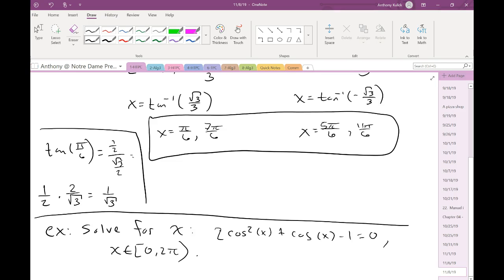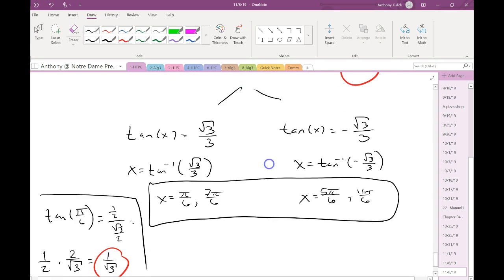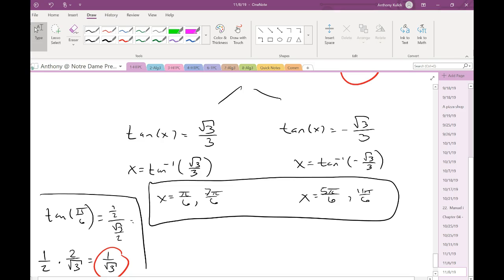We just evaluated tangent of pi over 6 to check to see if that was the one we were looking for. And it was, because we got 1 over root 3, which is what we're looking for. Andrew said that pi over 6 is one of the answers, and we just checked really quick to make sure that tangent of pi over 6 gives me the right answer. That's all we did there.